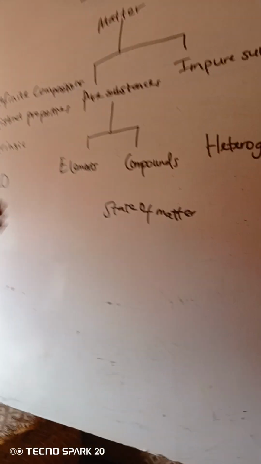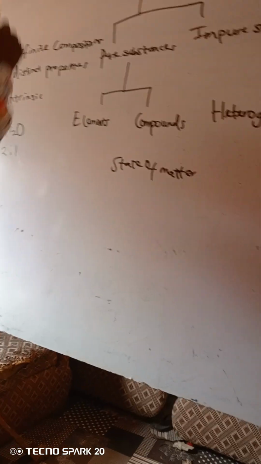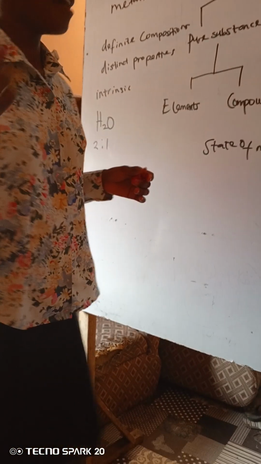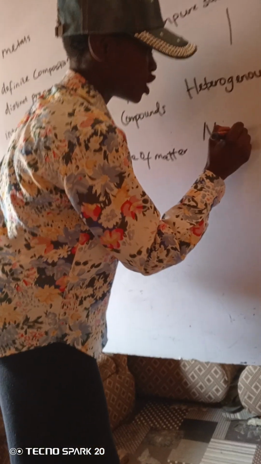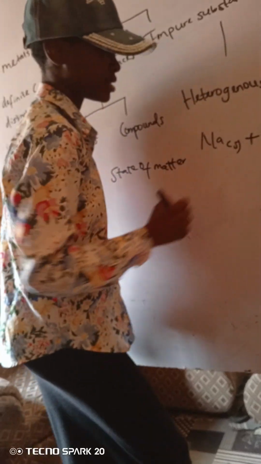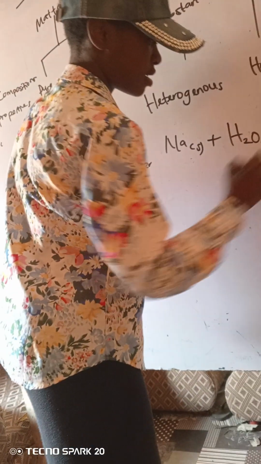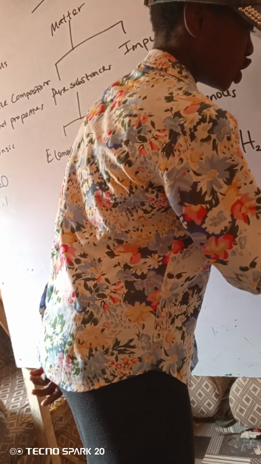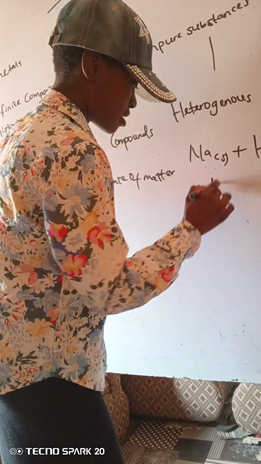Now, distinct properties. Water can react with metals to give their corresponding alkalis and hydrogen gas. For example, let's look at an equation such as this. Sodium metal plus water, which is in its liquid state, combining to give us sodium hydroxide plus hydrogen gas.